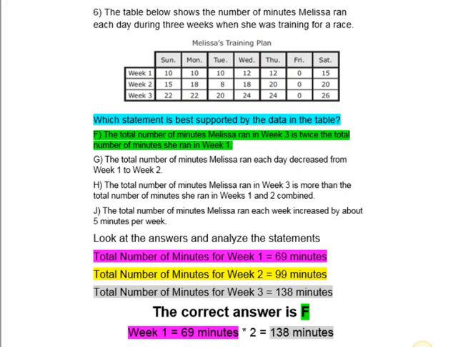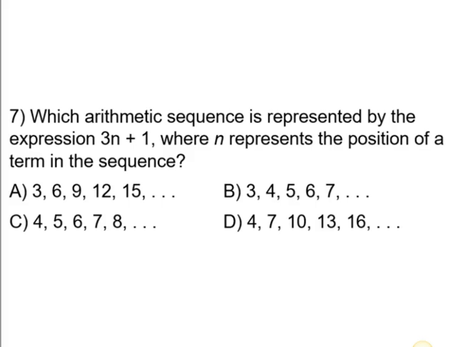Let's move to question number 7. Which arithmetic sequence is represented by the expression 3n plus 1, where n represents the position of a term in the sequence? A, 3, 6, 9, 12, 15. B, 3, 4, 5, 6, 7. C, 4, 5, 6, 7, 8. D, 4, 7, 10, 13, 16.